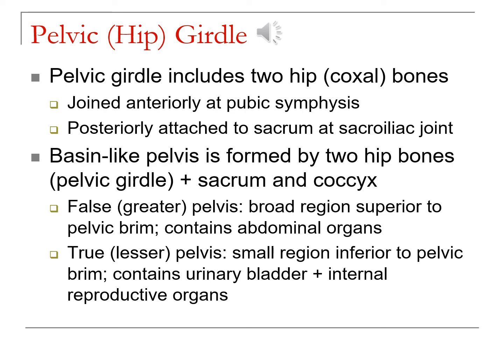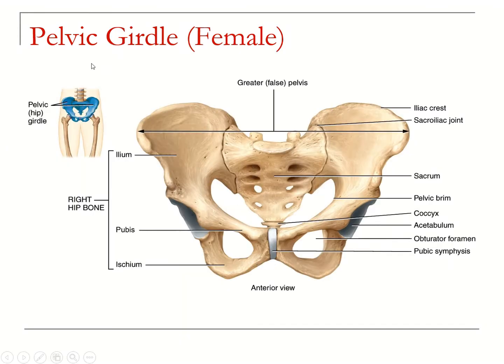And there is what we call a true and a false pelvis. The false is the greater pelvis. It's a broad region superior to the pelvic brim and contains abdominal organs. And the true, or the lesser pelvis, is a small region inferior to the pelvic brim. It contains the urinary bladder and internal reproductive organs.